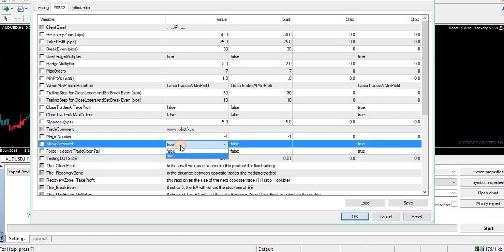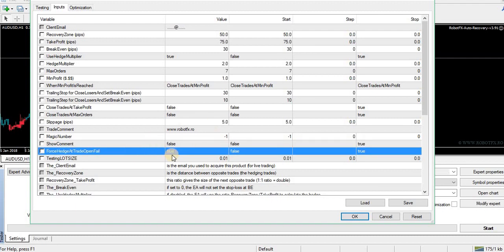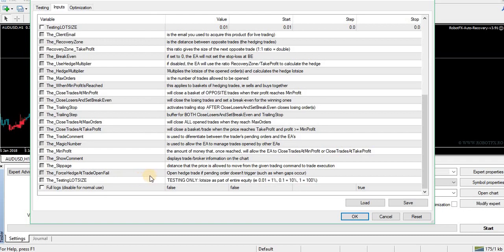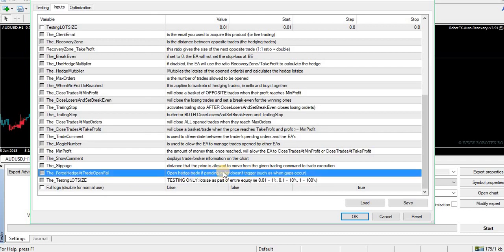You also have the option to show the comments on the chart, which is useful information about the broker, the minimum lot size, maximum lot size. I'll set this to false right now because I want the chart clear. You also have the option to force hedge a trade open fail. This means that the expert advisor will open a hedging trade if the pending order doesn't trigger, such as when a gap occurs.